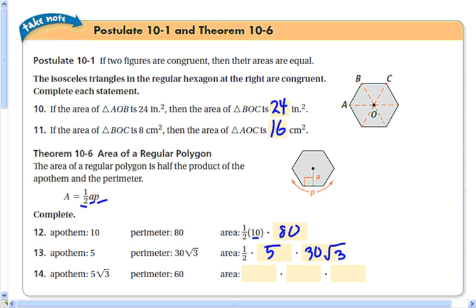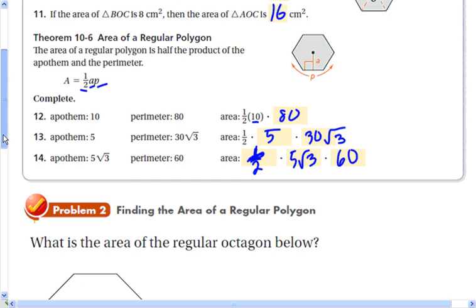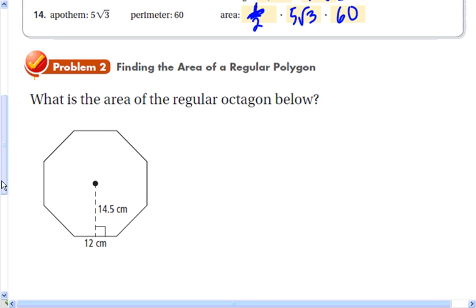And if the apothem is 5 square root of 3, we're going to take 1/2 times 5 times the square root of 3 times the perimeter, which is 60. So we're going to use that. So, what is the area of the regular octagon below? We're going to use this formula, 1/2 AP.